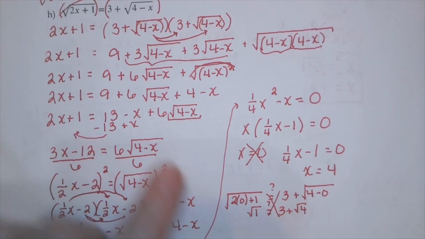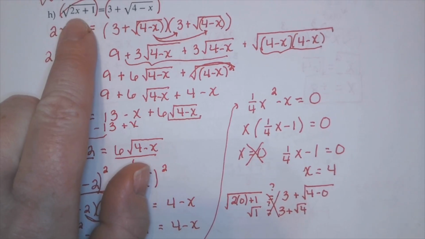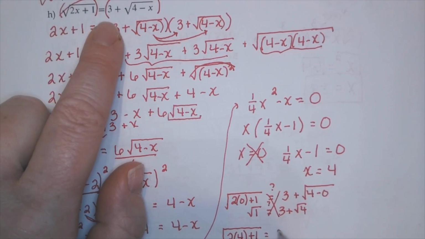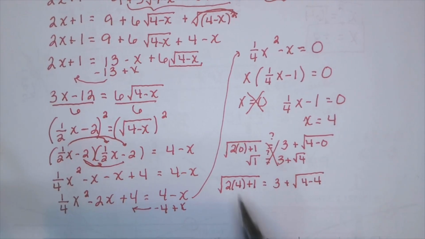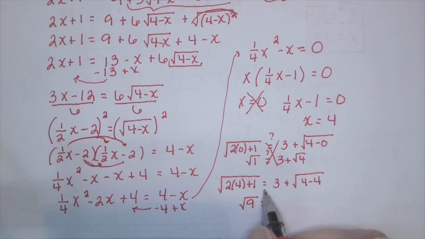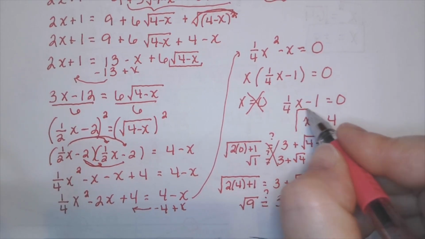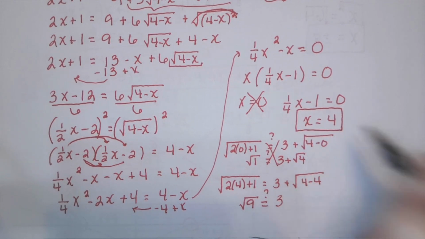Let's double check 4, and then we'll show the graphing portion, which you probably can already foreshadow if you have the notes printed out. I have the square root of 2 times 4 plus 1 equal to 3 plus the square root of 4 minus 4. There we go. So I've got 2 times 4 is 8 plus 1 is 9. So is the square root of 9 equal to, well, 4 minus 4 is 0. The square root of 0 is 0. So the square root of 9 is in fact 3. So x equals 4 is a good solution.